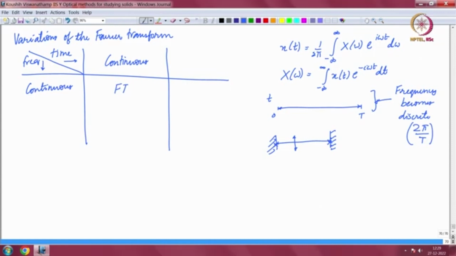Okay. So, if you have a function x of t that has to satisfy, let us say, x of 0 is equal to 0 and x of capital T is equal to 0. I am just using 0 as a number, it could be x naught and x1 or x1 and x2 whatever. It basically satisfies two boundary conditions. Then the representation in the frequency domain will become discrete. Okay. So whenever you have a discrete frequency representation, you do not have a Fourier transform, but you have something called a Fourier series.